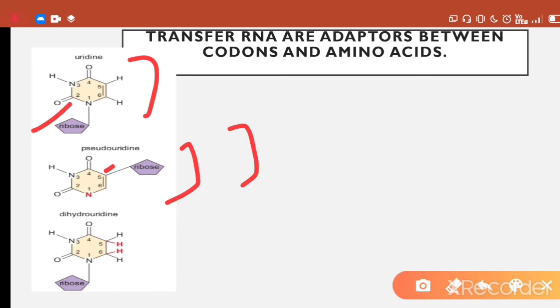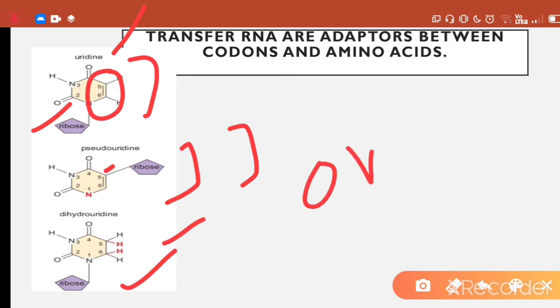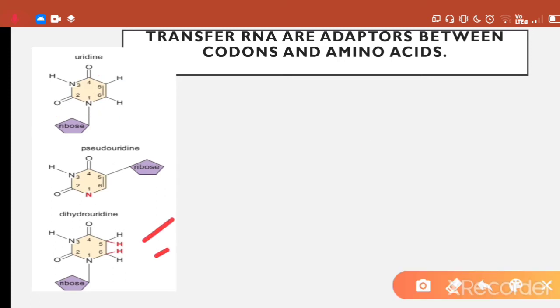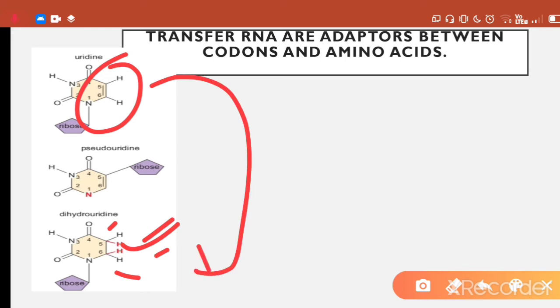Just like pseudouridine, there are other types of modification of normal bases, like dihydrouridine. It is derived from uridine by enzymatic reduction of a double bond. As you can see here, in the 5th and 6th position in uridine there is a double bond. But in dihydro, two hydrogen atoms get attached at the fifth carbon and sixth carbon, due to which this double bond is converted into a single bond. So uridine results in the formation of dihydrouridine by base modification after post-transcriptional modification.